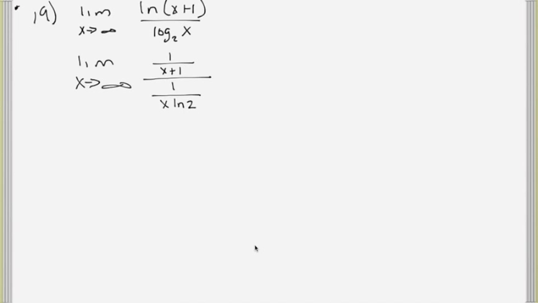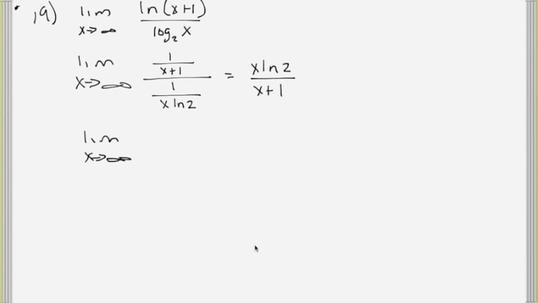When we divide fractions, that's the same as multiplying by the reciprocal. So this thing turns into x ln of 2 over x plus 1. If I plug in infinity now, or think about plugging in a huge number, a huge number times a constant is going to be a huge number. And a huge number plus 1 is going to be a huge number. And I still have infinity over infinity. So then we can do L'Hopital's again.